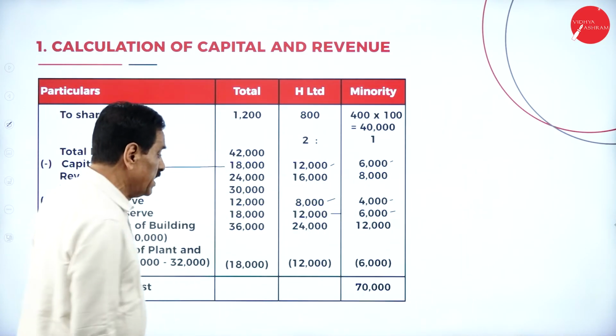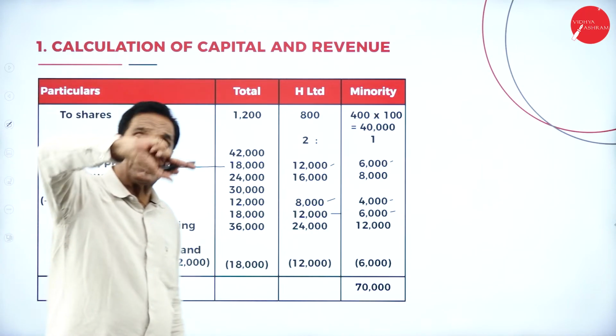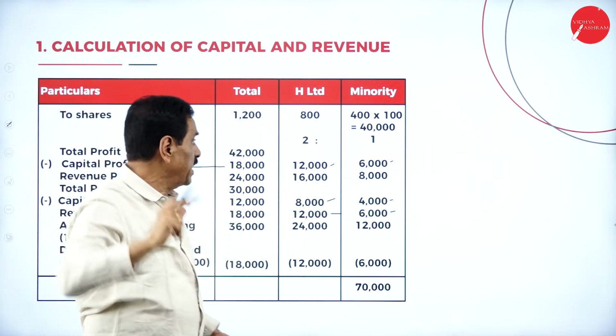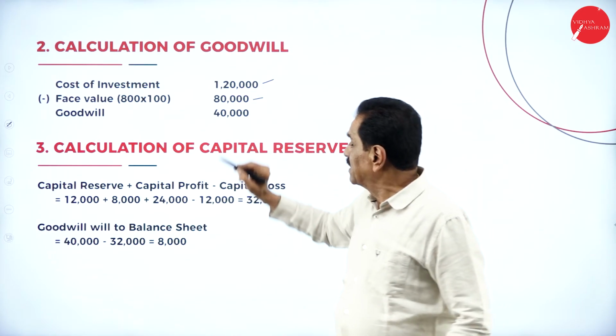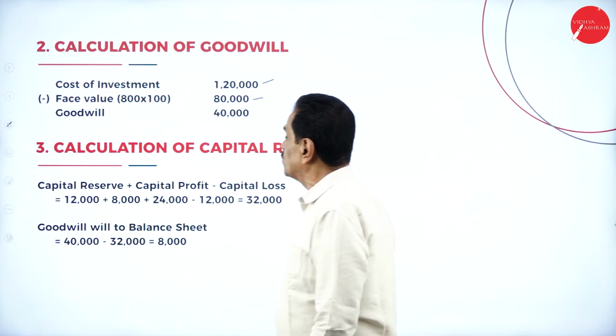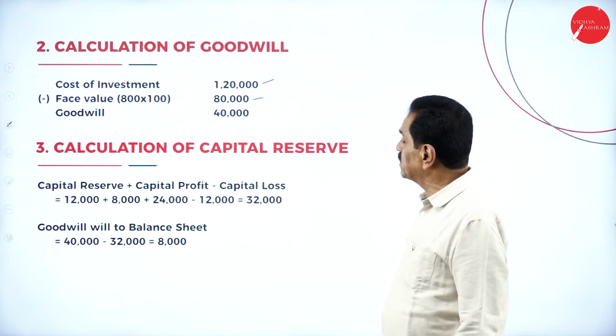The minority interest goes to 70,000. That will come on the liability side of the balance sheet. H Limited paid how much money? 1,20,000 for 800 shares. The real value, face value, is 80,000. How much paid more? 40,000 is goodwill.